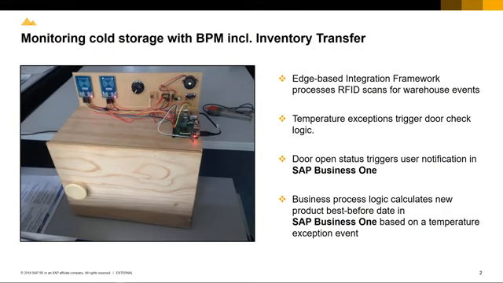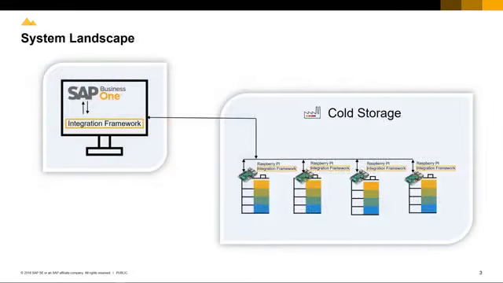temperature exception events. The system landscape consists of a back-end system, which is SAP Business One running the integration framework, together with Raspberry Pi, a small single-board computer also running the integration framework that are connected to sensors that could be managing one or multiple cold storage units.